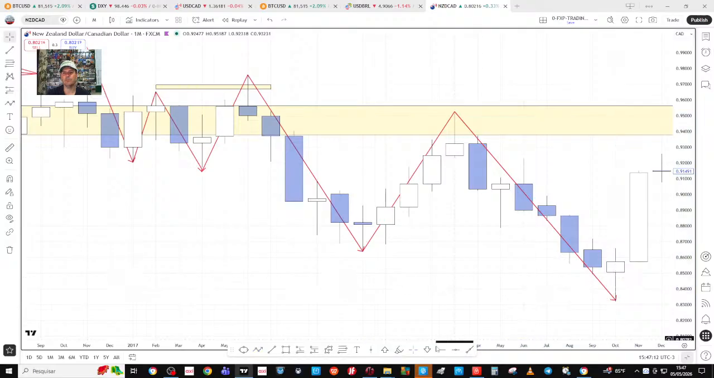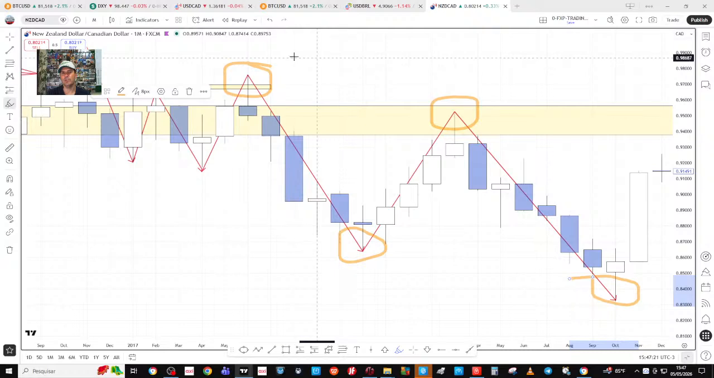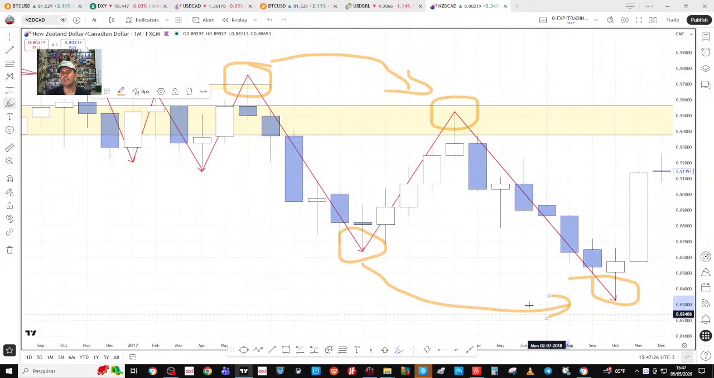Do we have a downtrend now? Do we have two highs and two lows? Yes, you can do the same on the daily. Do we have two highs and two lows when the second high is a lower high and the second low is a lower low?